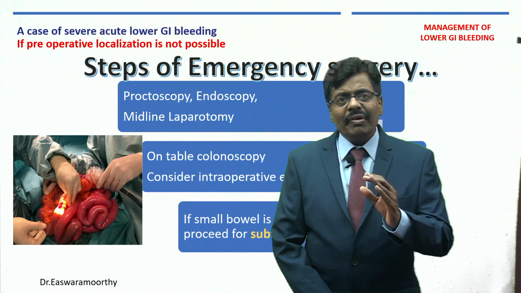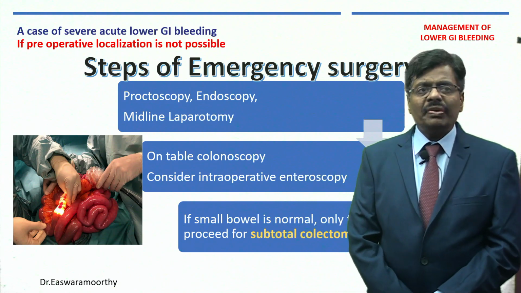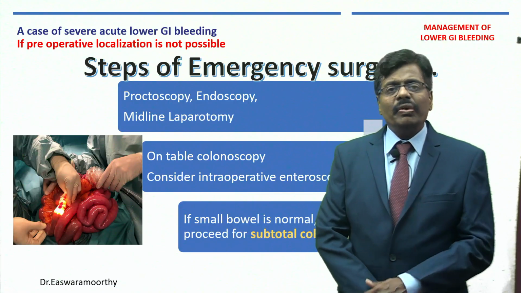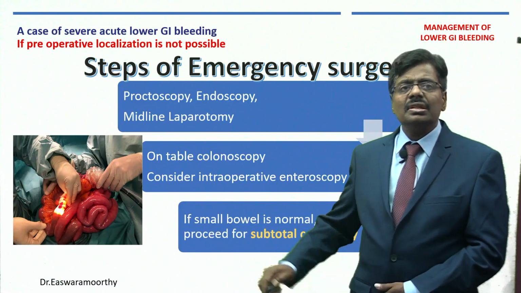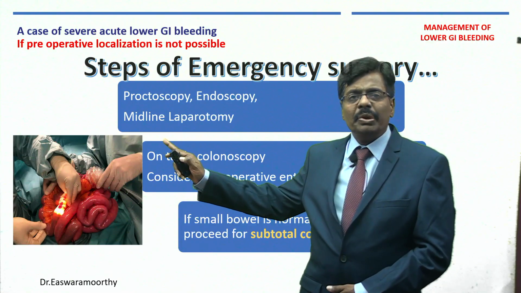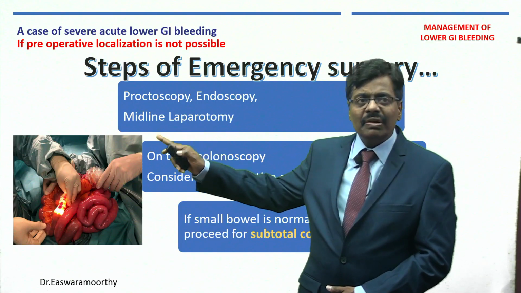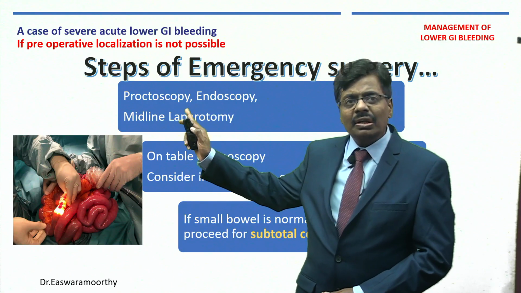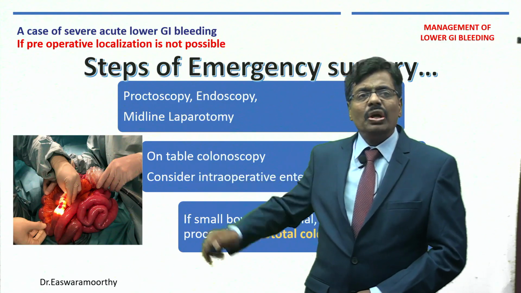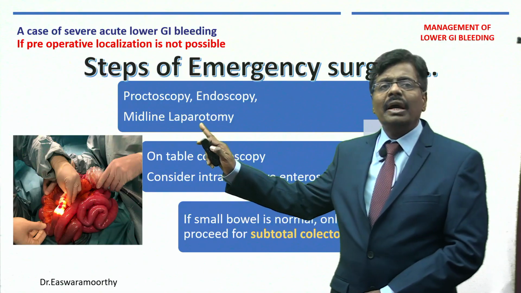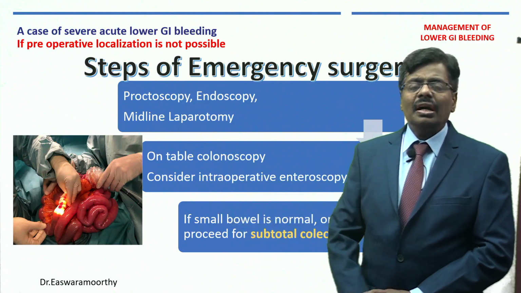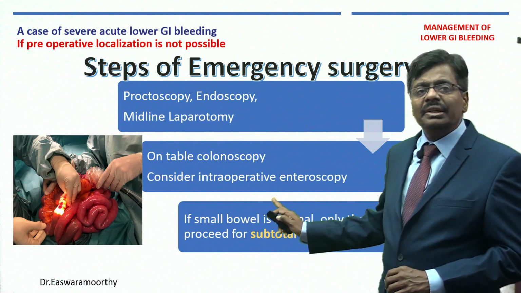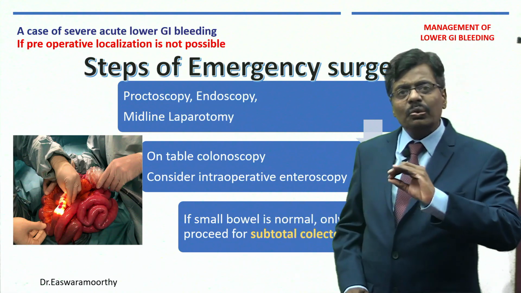So, then what is the need for emergency surgery, if you ask me? If you are not able to find the source in spite of all the investigations, then of course you need to take the patient for emergency surgery. And even when the patient is in a Lloyd Davis position, try to do a proctoscopy, an on-table endoscopy, to ensure that we are not able to identify it. Then do a midline laparotomy. Consider an on-table colonoscopy to carefully look at the large intestine. Then intraoperative enteroscopy to exclude any lesion.